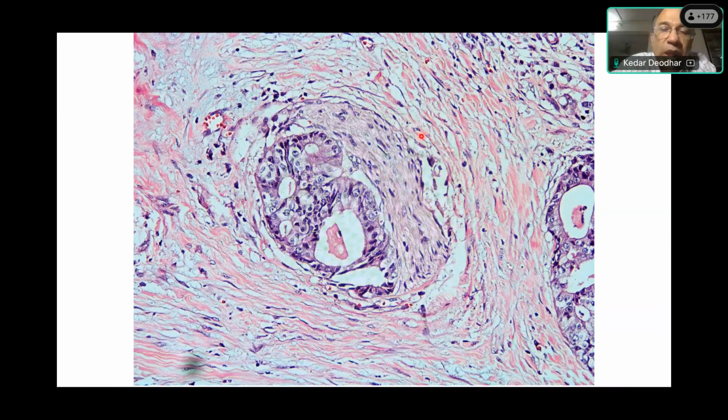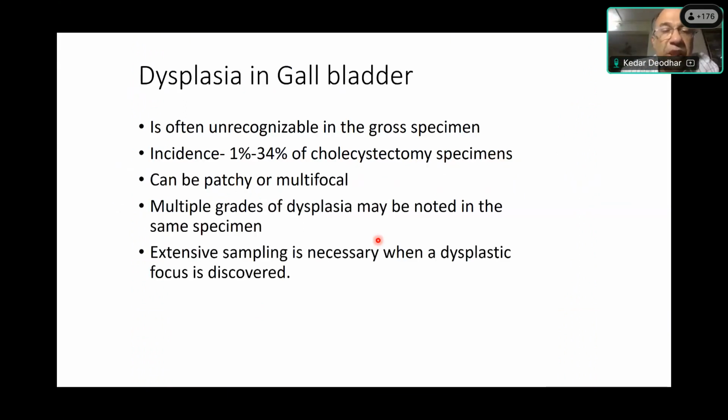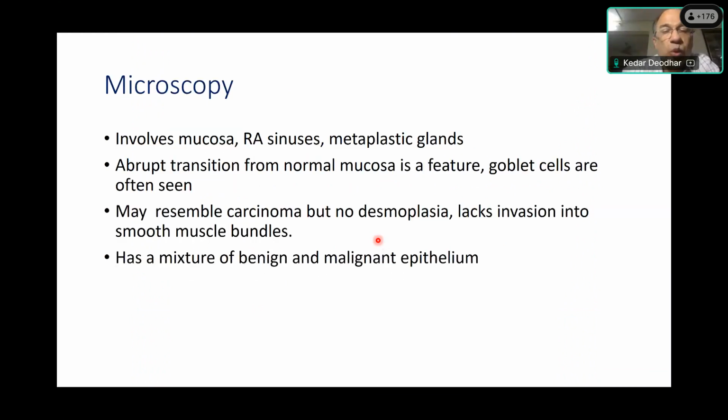Yeah, okay. So this is an example of perineural invasion. Involvement of Rokitansky-Aschoff sinuses is actually a very difficult area. What is dysplasia, what is high-grade dysplasia going into the sinus, and what is actually carcinoma? Indeed, it is a difficult area even for experienced histopathologists. What we look for is a fibrous area along with the dysplasia in the sinuses. I think I'll show you a couple of examples.